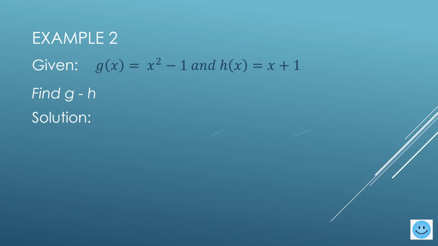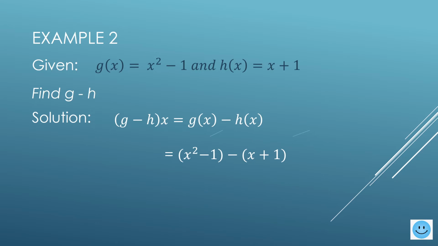Okay, let us have example number 2. The same given, we have g of x equals x squared minus 1 and h of x equals x plus 1. But this time, you are going to find g minus h. So for the solution, the same. Write out the function starting with the definition, which is g minus h of x equals g of x minus h of x, and then substitute the functions. We have x squared minus 1 minus x plus 1.